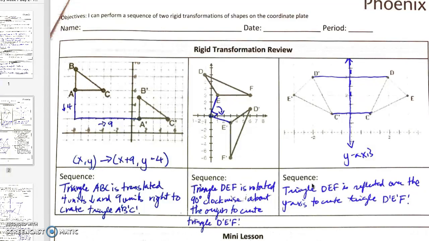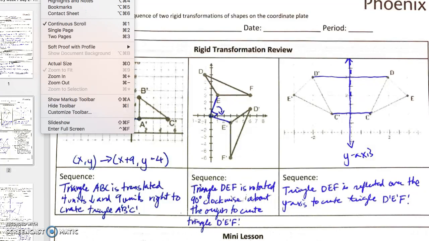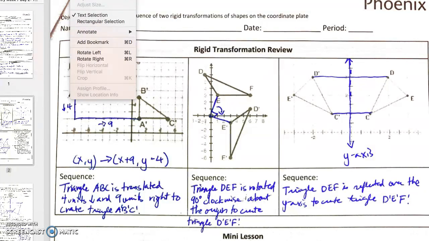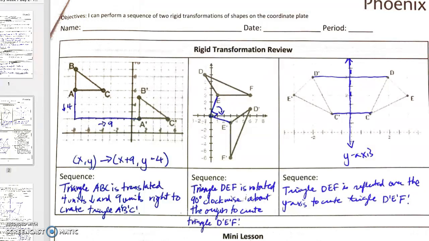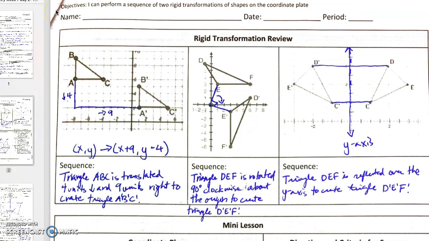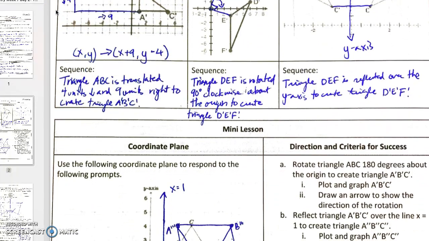I'm going to give you about 10 seconds to write this down, so in case you haven't been writing this while I've been narrating, now is a good time to do it. Take about 5 more seconds. Okay, I'm going to be scrolling up.